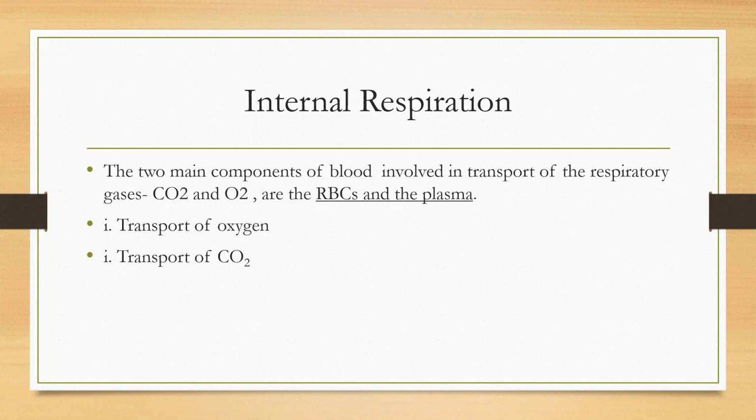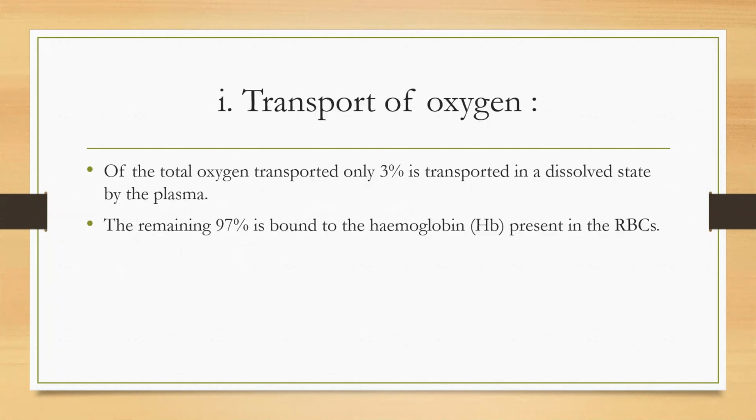Now, in internal respiration, we are going to study 2 points, that is transport of oxygen and transport of carbon dioxide. Of the total oxygen transported, about 97% of oxygen is transported by RBC in the blood, whereas the remaining 3% of oxygen is carried in the dissolved state through the plasma. 97% क्या होता है? हीमोग्लोबिन RBC से combine होता है, and 97% oxyhemoglobin is formed, whereas 3% is found in the dissolved state in the plasma.